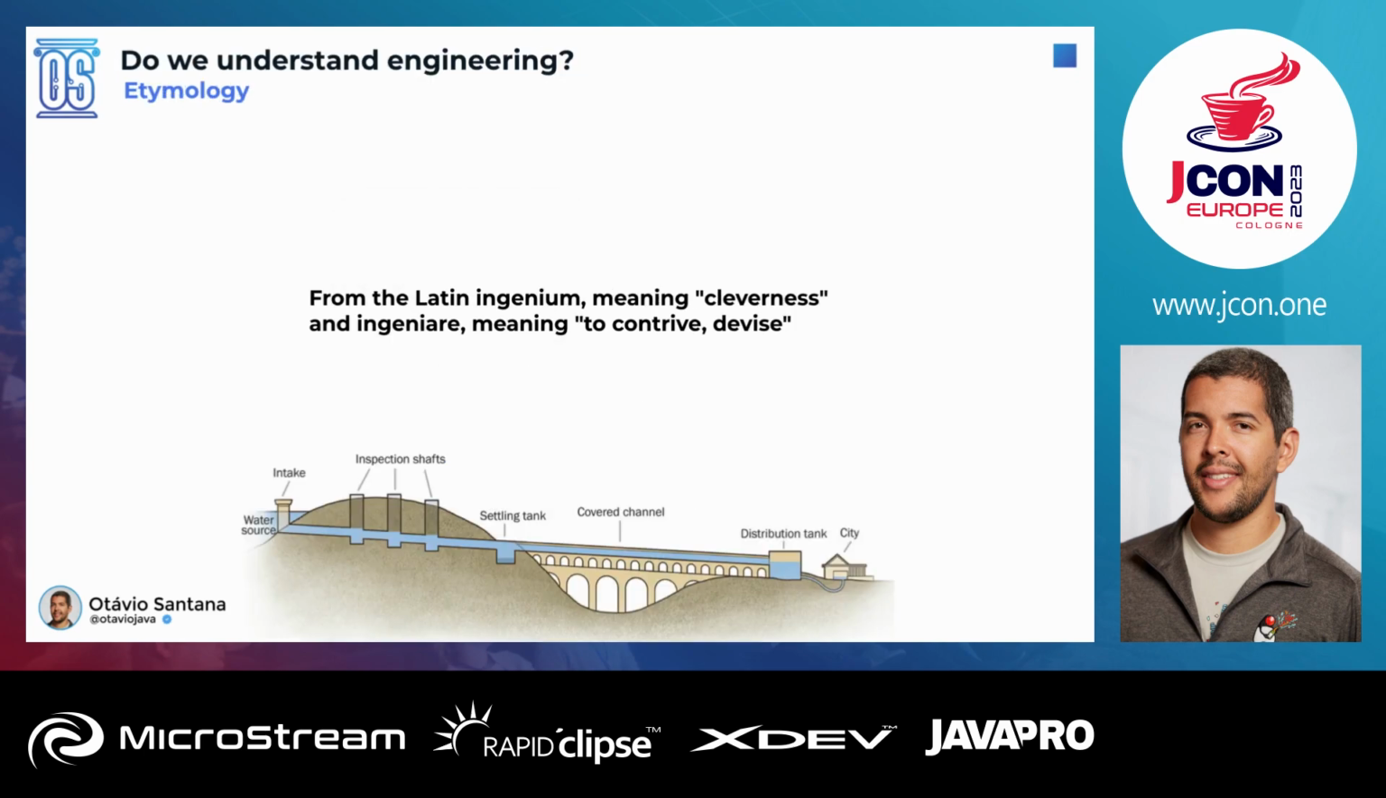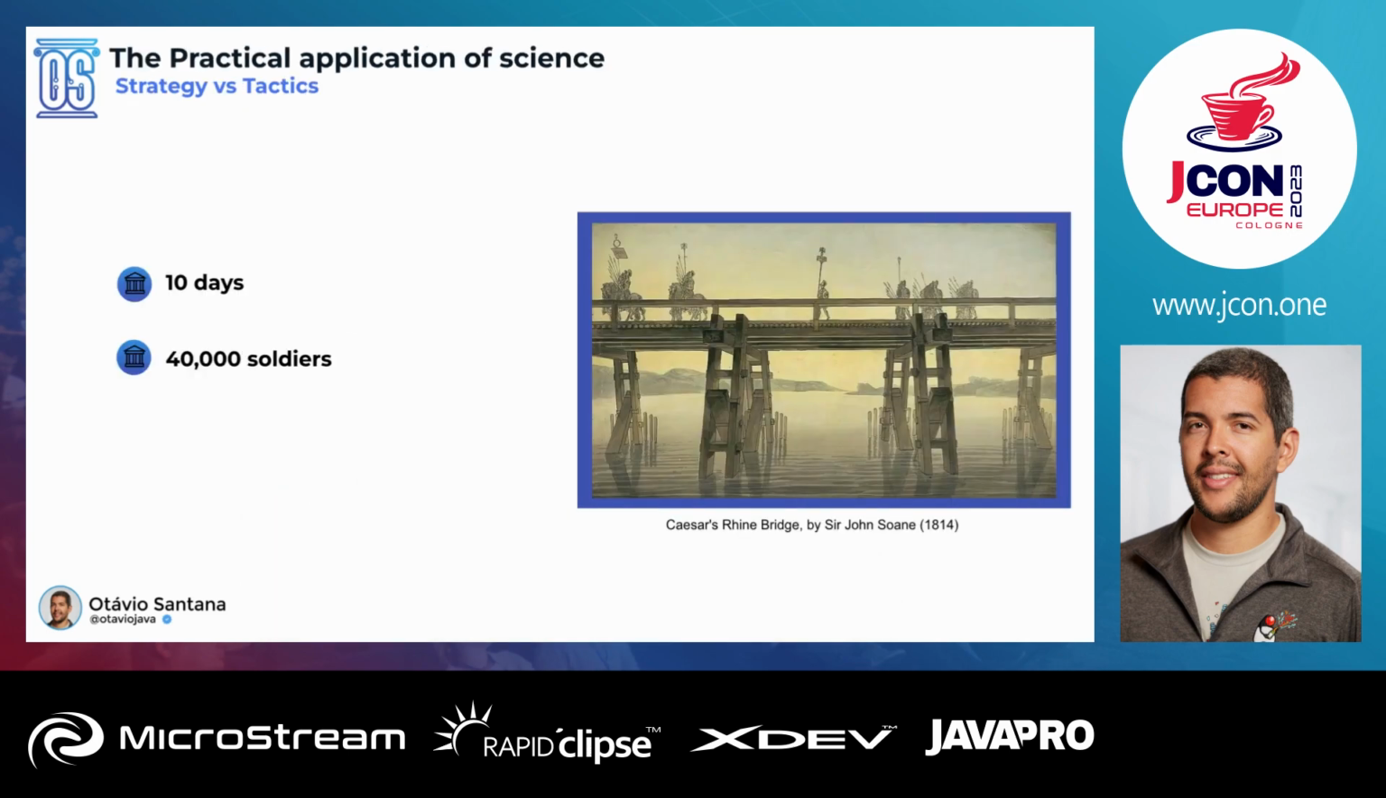The point here is, are we really understanding what engineering means? Because if you go to the etymology of the word, it comes from Latin, and it means cleverness, art, or being capable of creating something. This example comes from history. Software engineering is like a young engineering discipline, so let's use military engineering as an example.